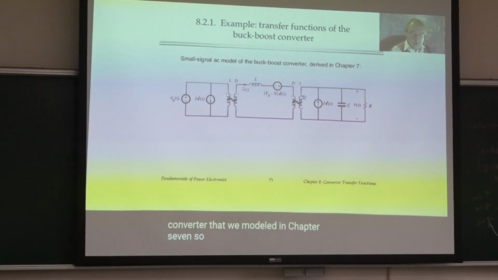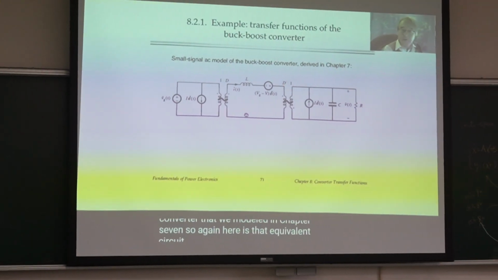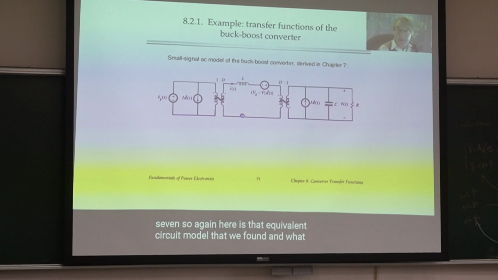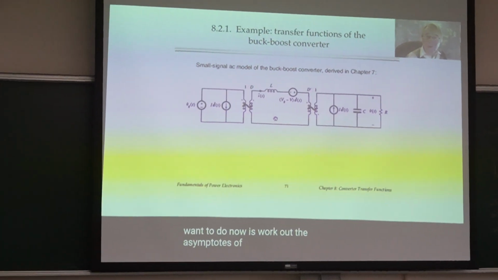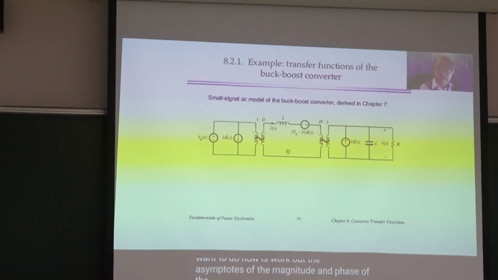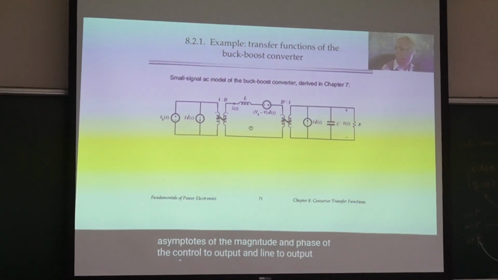So the model is like this. Again, here is that equivalent circuit model that we found. So this is what I'm going to do right now here: work out the asymptotes of the magnitude and phase of the control-to-output and line-to-output transfer functions.